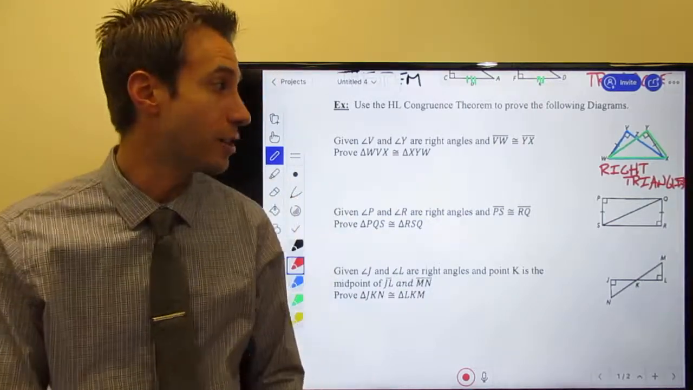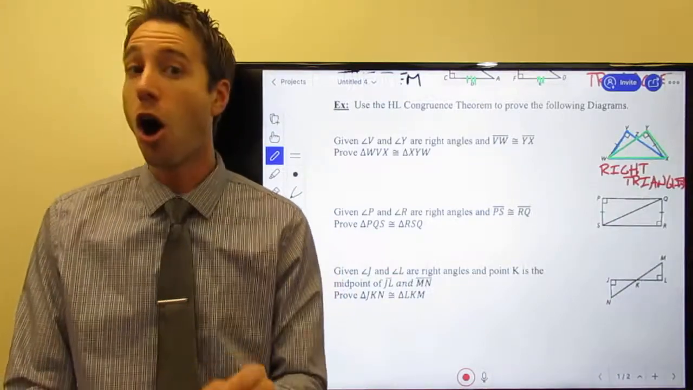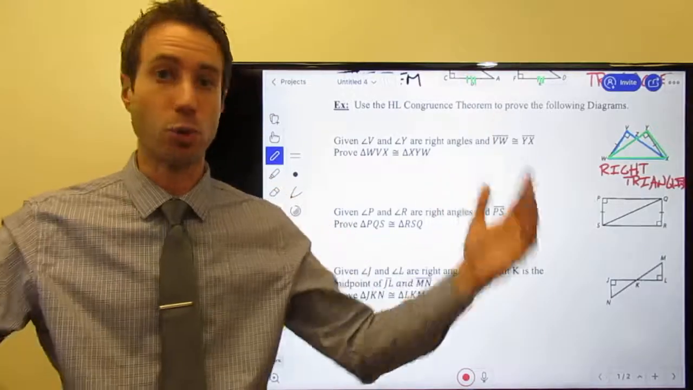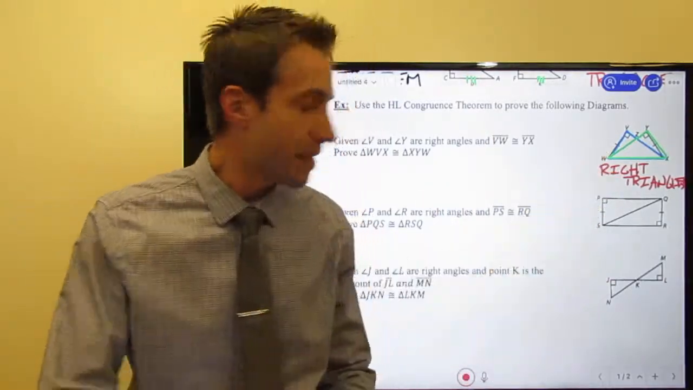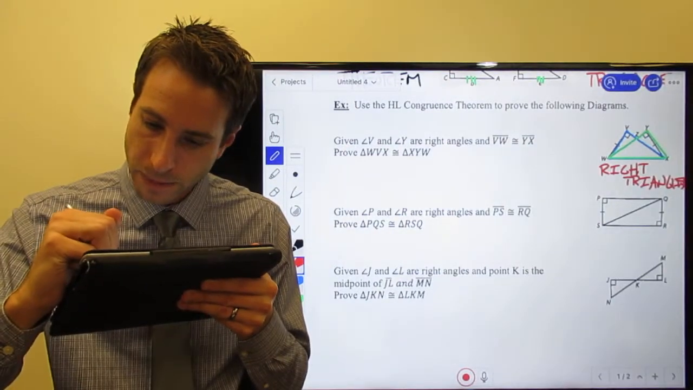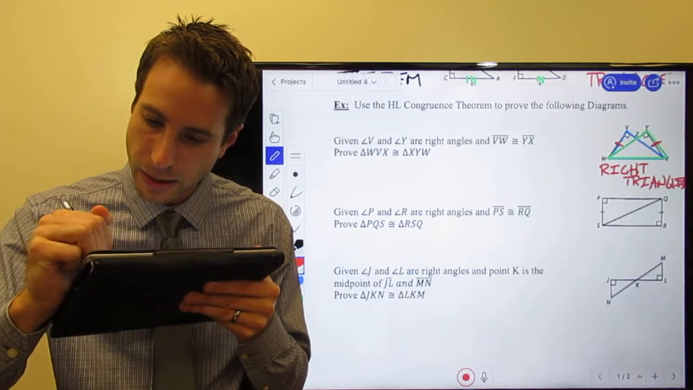So here's what I'm going to try and do. Since I know they're right triangles, if I can prove that the hypotenuses are congruent and a pair of legs are congruent, we're good. We got it. Well, look at what they've already given me. They've already given me right here. Boom. That guy right there is congruent to that guy right there.